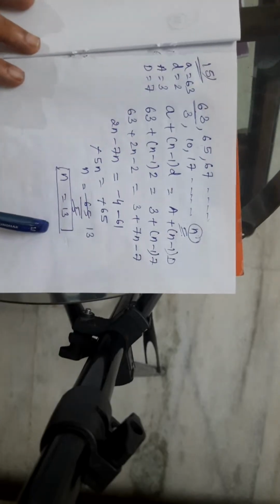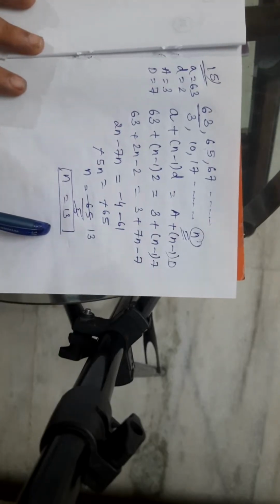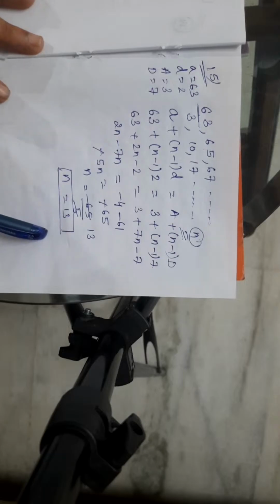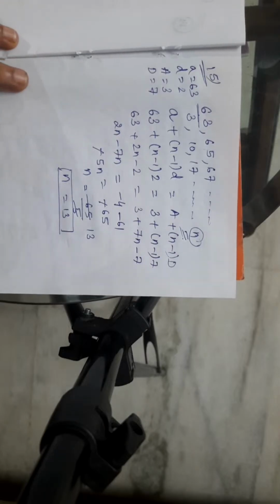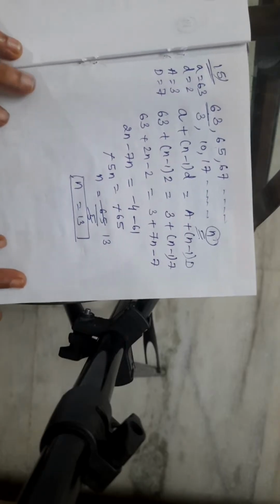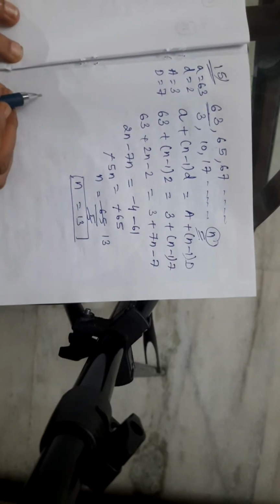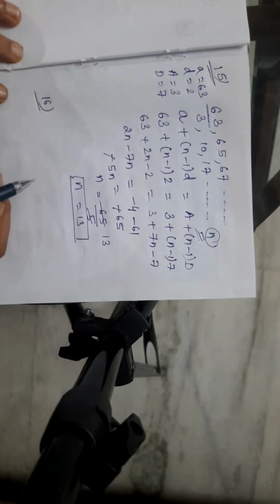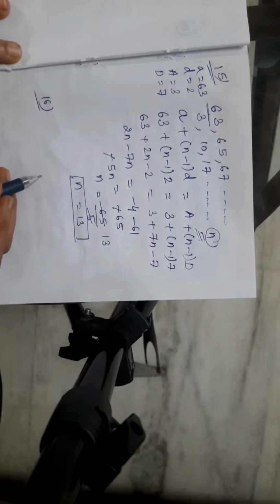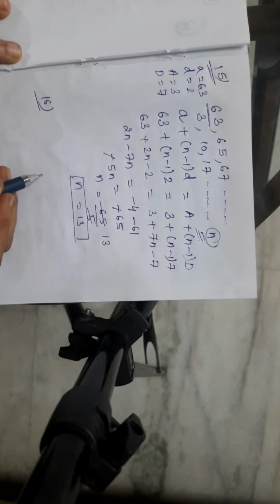And finally we calculated the value of n. This is also one of the important questions of this exercise. Next, question number 16. Here in question number 16, it is given, determine the AP whose third term is 16 and seventh term exceeds fifth term by 12.